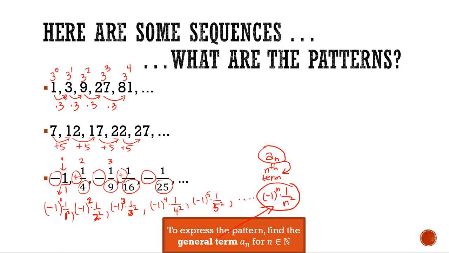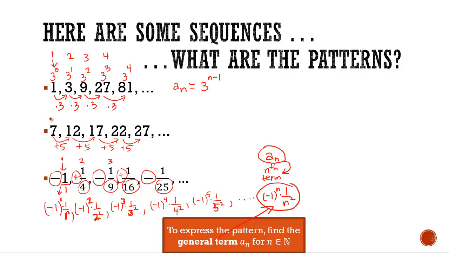So can we find the nth term in these other ones? Well, here the first term had a 0 power. The second term had a 1 power. The third term had a 2 power. The fourth term had a 3 power. There's always one less. So you could say that the nth term will have 3 to the power of n minus 1 in this case.